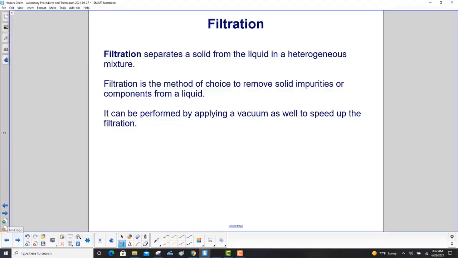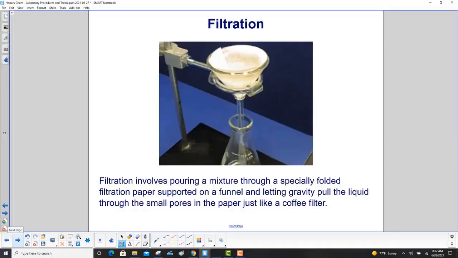Filtration separates a solid from the liquid in a heterogeneous mixture. Filtration is the method of choice to remove solid impurities or components from a liquid. It can be performed by applying a vacuum as well to speed up the filtration. Filtration involves pouring a mixture through a specially folded filtration paper supported on a funnel and letting gravity pull the liquid through the small pores in the paper, just like a coffee filter.